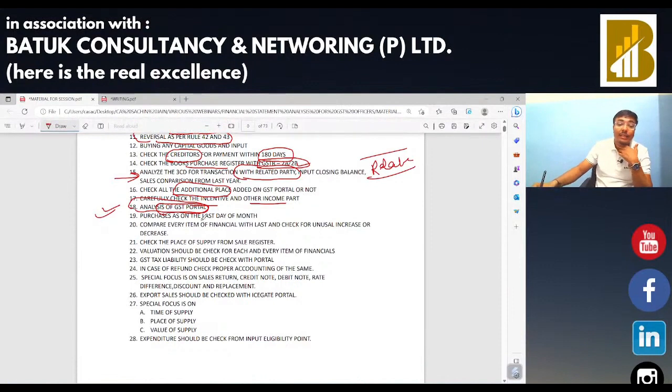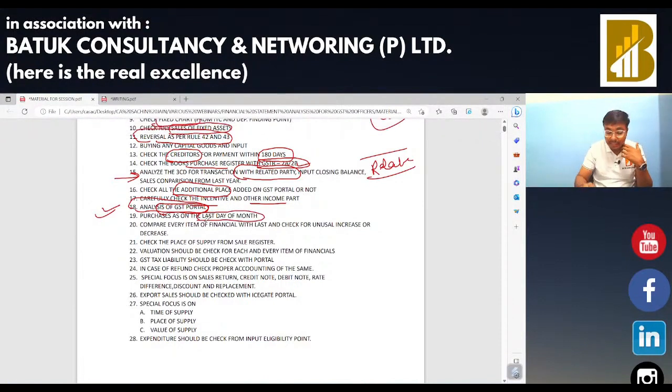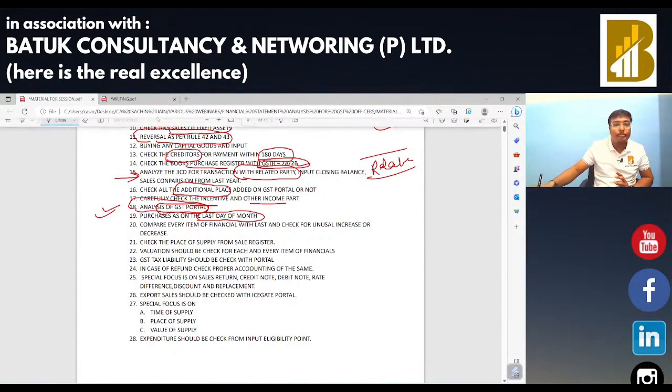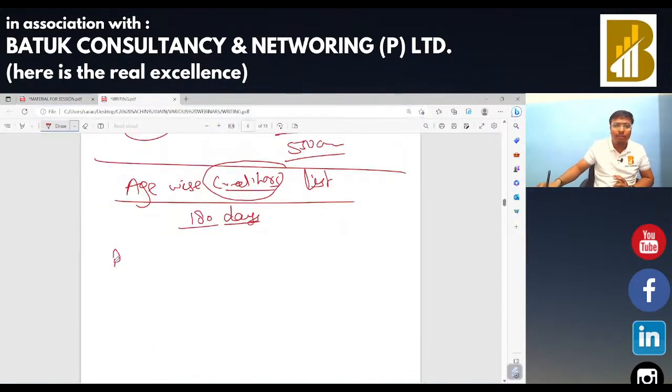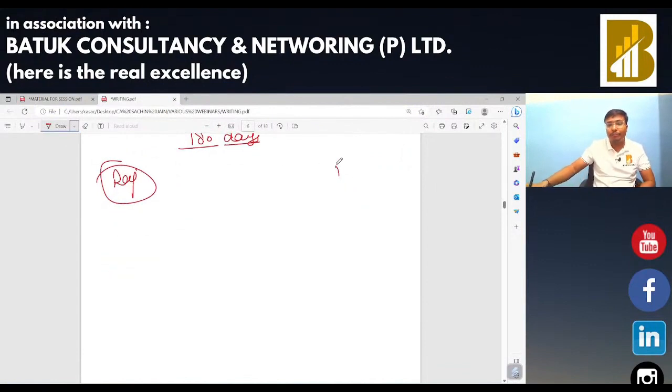Now, next, sir, purchases as on the last date of the month. As per section 16 subsection 2 of the CGST Act, for claiming the input tax credit, the must condition is that you have received that particular material at your principal place of business or at your place of business. Suppose I am in Rajasthan, I am always taking this example, I am in Rajasthan and I bought that particular product from Maharashtra.